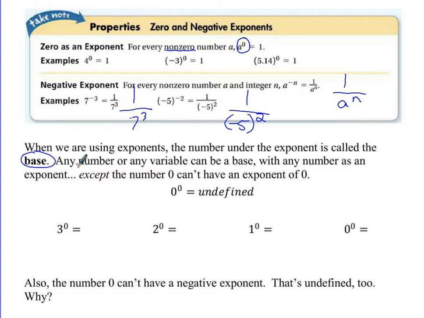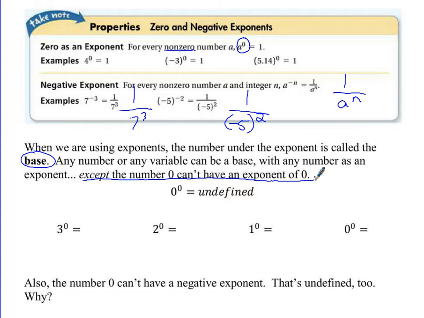Actually, when you get to Algebra 2 and beyond, actually in this chapter even, you can have a variable in the exponent as well, and we will in this chapter. Except for one thing. The number 0 can't have an exponent of 0. That's undefined. 0 to the 0 power is undefined.